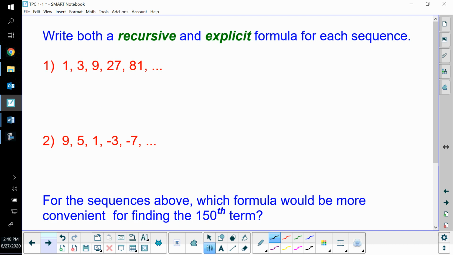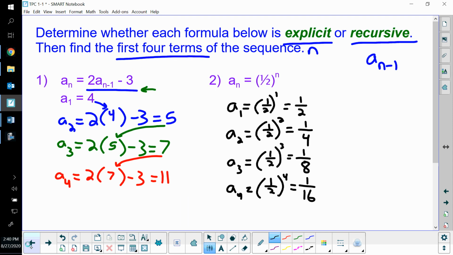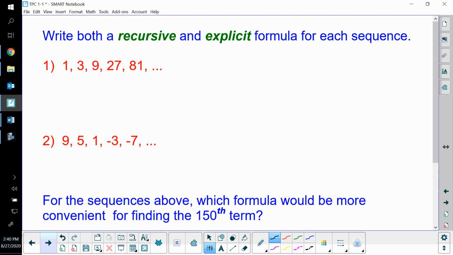So those were 2 different sequences that we looked at. And by different sequences, notice it went 4, 5, 7, 11, 1/2, 1/4, 1/8, 1/16. Totally different numbers. But what we're going to do now is see if for the same sequence you can write both a recursive and an explicit. So this is on the bottom of page 2.